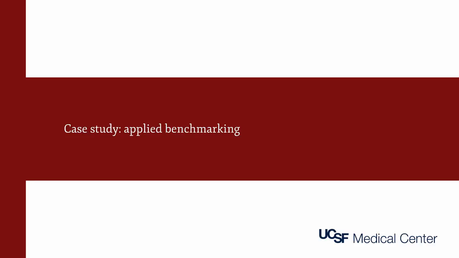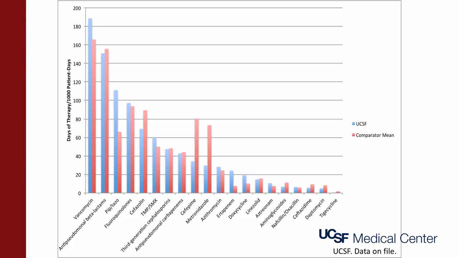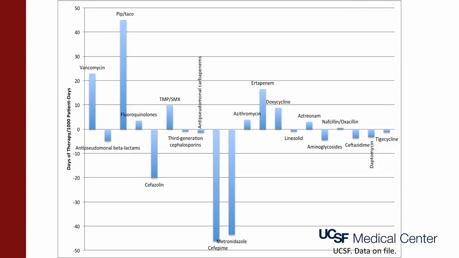What follows is an example of how antimicrobial stewardship metrics might be used to identify a high-yield opportunity for stewardship intervention. It combines longitudinal analysis with analysis of peer benchmarking data. This is data from our institution as to the use of common antimicrobials and groups measured in days of therapy per 1,000 patient days, along with the mean values for a group of 9 comparator institutions. This is a more useful way to view the same data as differences from the comparator mean.